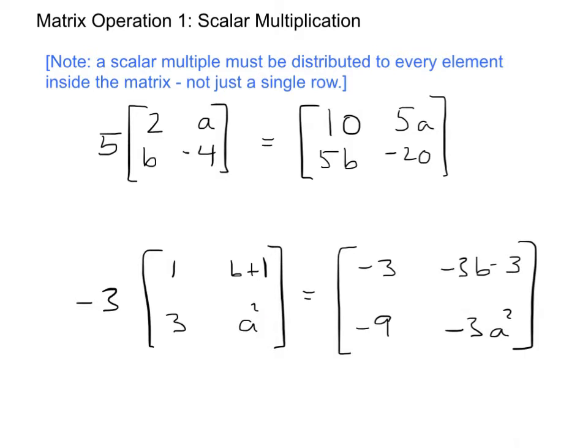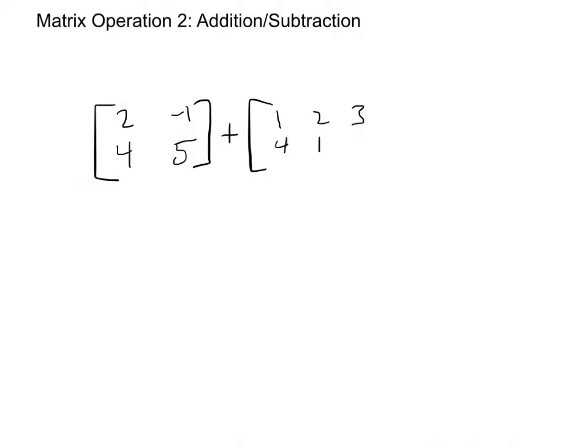Okay? The next matrix operation is addition and subtraction. The note that I'll give you here is that two matrices can only be added or subtracted if they have exactly the same dimension. So if someone were to ask you to do 2, -1, 4, 5, plus 1, 2, 3, 4, B, 5, that was supposed to be a 5, but that's okay, this is not possible. I suppose I would say that this is undefined. No one's going to ask if it's undefined. All you're going to say is that this is not possible.